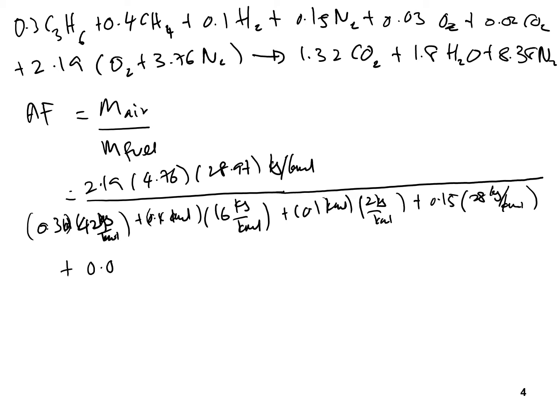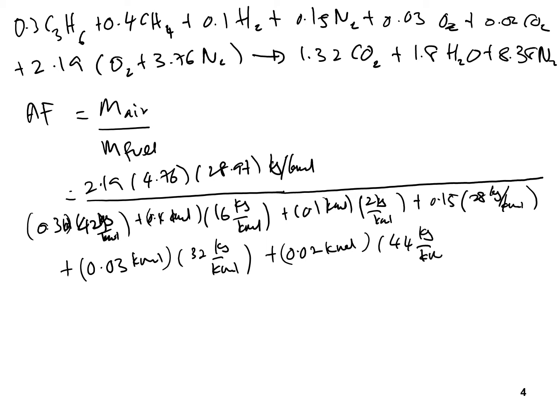Plus 0.03 kilomole times O2, which is 16 times 2, 32 kilograms per kilomole, plus 0.02 CO2: C is 12, O2 is 16 times 2 is 32, so 44. And then this is 44 kilograms per kilomole. Okay. So what is the value?